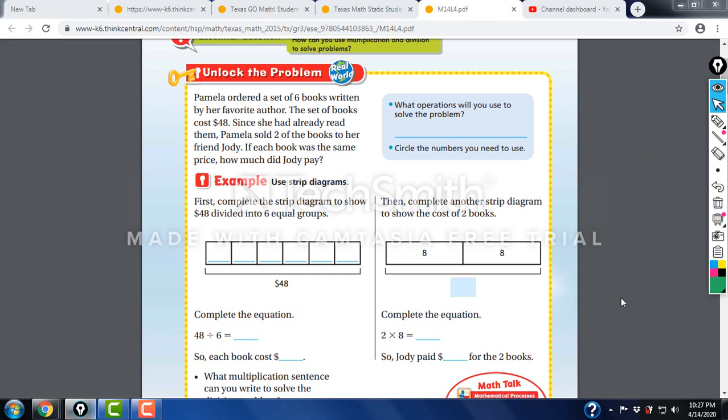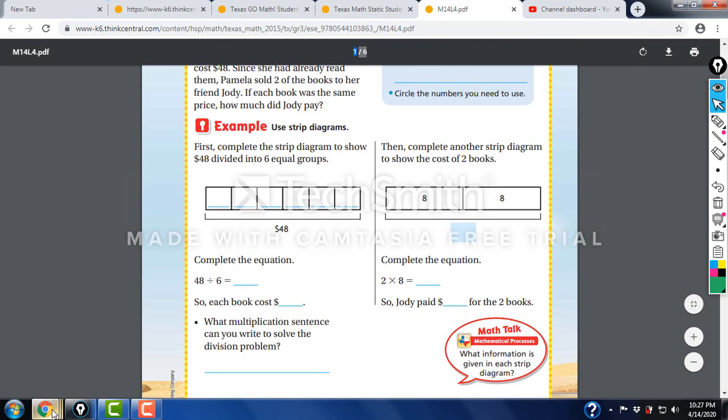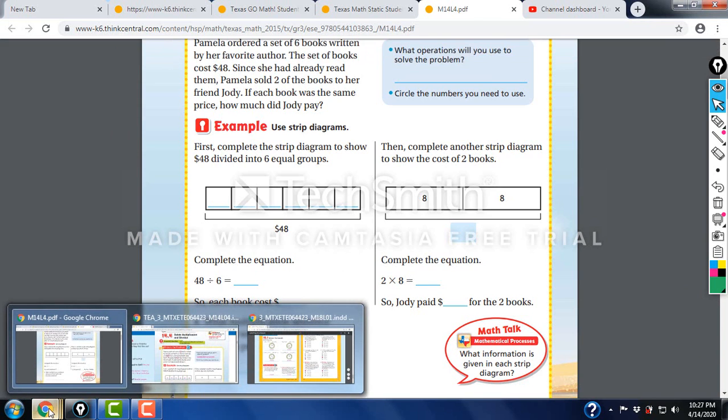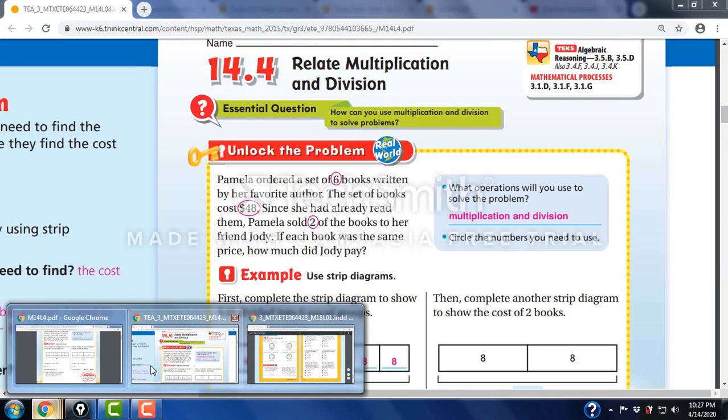So it asks you to write a multiplication sentence for that. What multiplication sentence can you use to solve the division problem? Well, here it is right here. 2 times 8. You have 2 here, and 2 books cost $16. Let me take a look at one that was already pre-made for you so I can guide you a little bit better through that one.